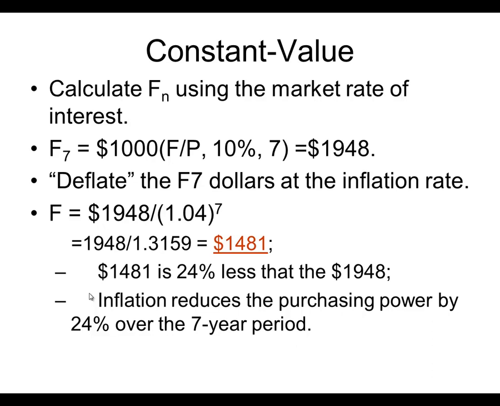Deflating that value at an inflation rate of 4% will equal F, which is 1,948 divided by 1.04 to the power 7, and that will equal $1,481. Looking at that, you can see that the 1,481 is 24% less than the $1,948. So inflation reduces the purchasing power by almost 24% over the 7 years for this amount or for this type of product.